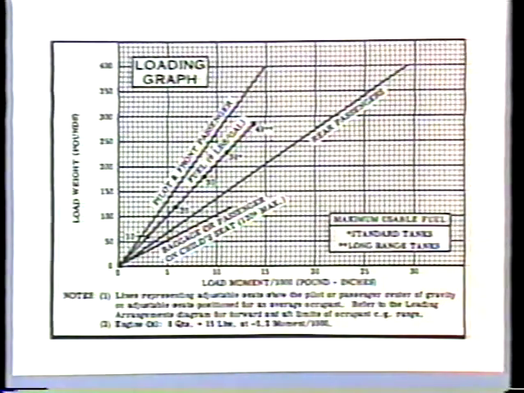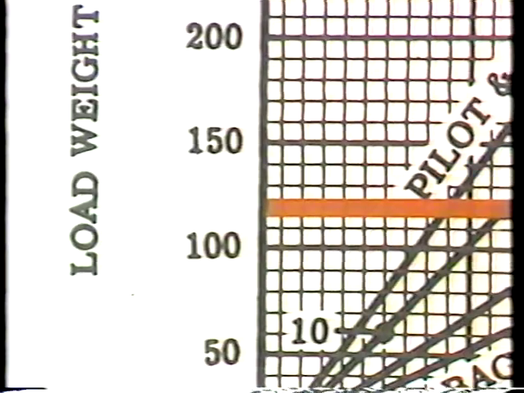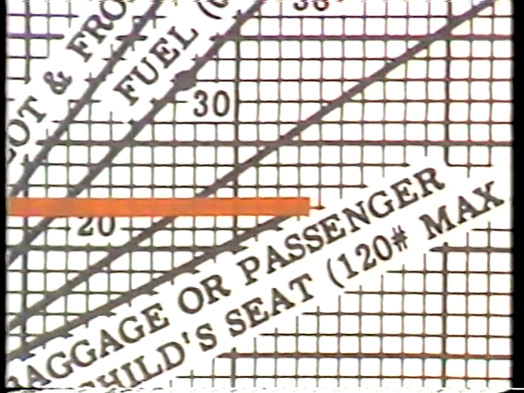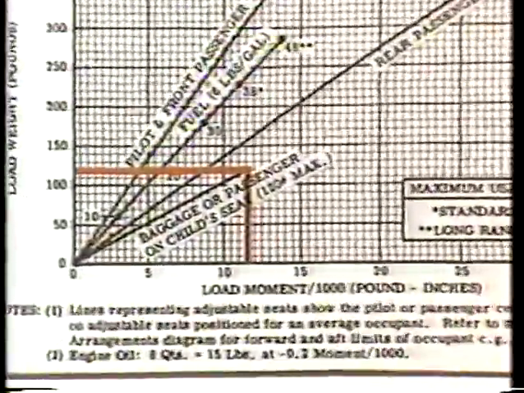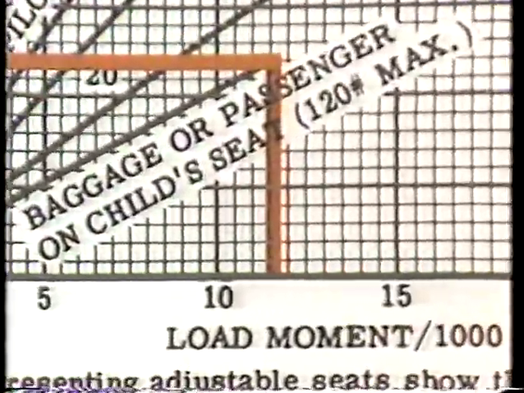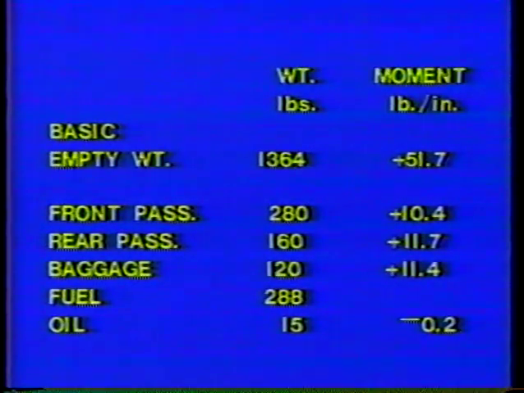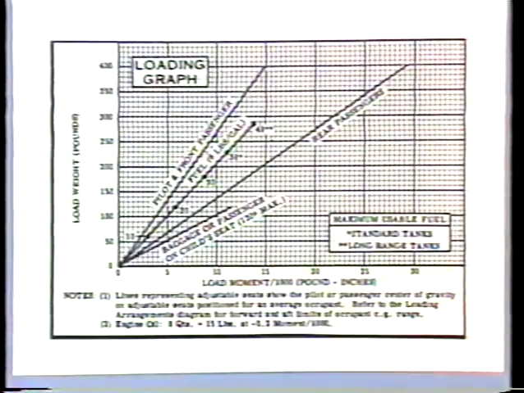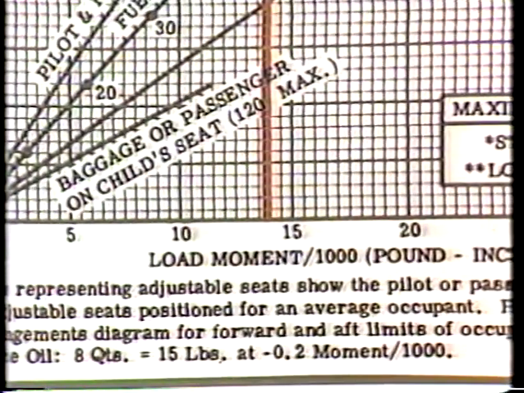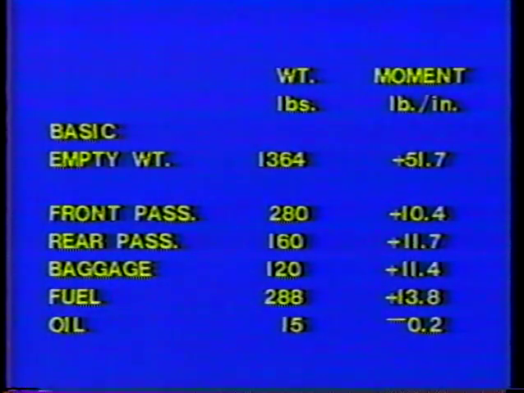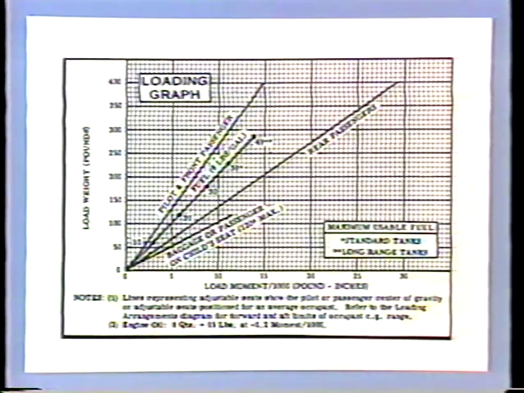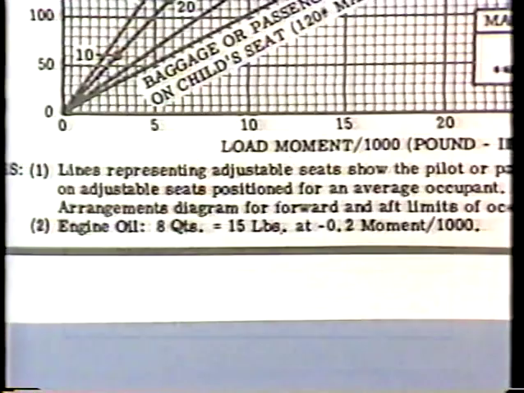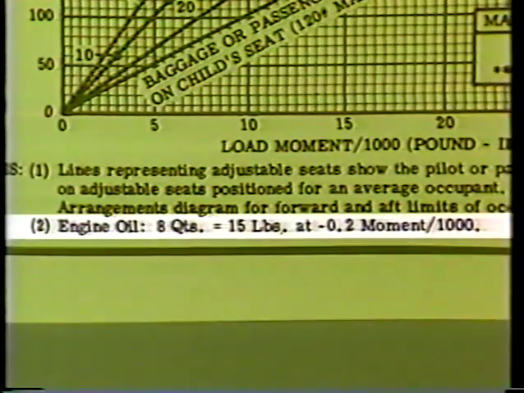For the baggage weight, enter the graph at 120 pounds, moving horizontally to the baggage line. Then move vertically down to 11.4, the moment index. Add this to your worksheet as you did the other moments. With 288 pounds of fuel, you have a moment index of 13.8. Enter this on your worksheet. Last, we have 8 quarts of oil, which weigh 15 pounds. The oil has a given moment of minus 0.2.